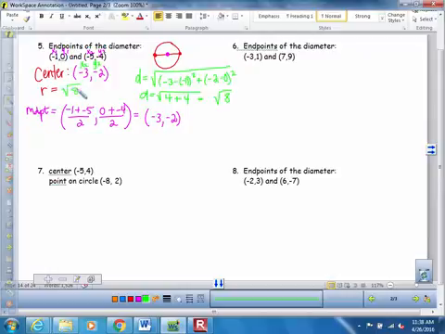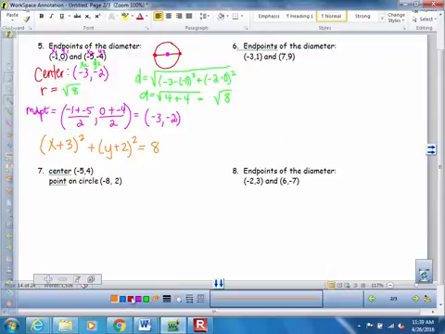You could do 2 root 2. It's actually easier if we just leave it like that, because when we square it, it's going to give us 8. So now we write our equation. Our equation will be x plus 3 squared, it's plus since this 3 is negative, plus y plus 2 squared equals 8. So basically it's just adding the midpoint to it? Yes. Okay, so let's do one more of those.